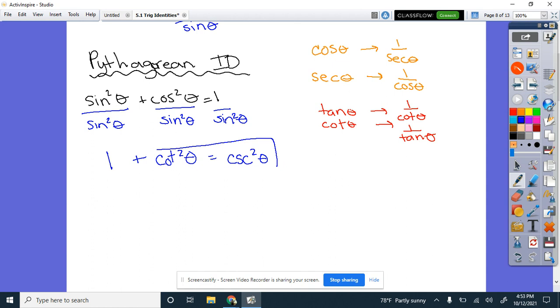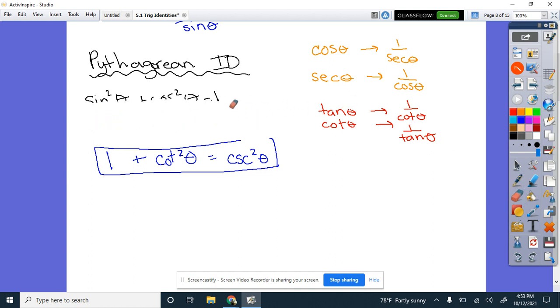So this is my secondary identity. Again, they're all of equal value. It's just the way that you're representing it. Let me just rewrite the first one, it got all botched. All right. So again, the primary identity is sine squared theta plus cosine squared theta equals 1. That's the first one, and this is our second one.